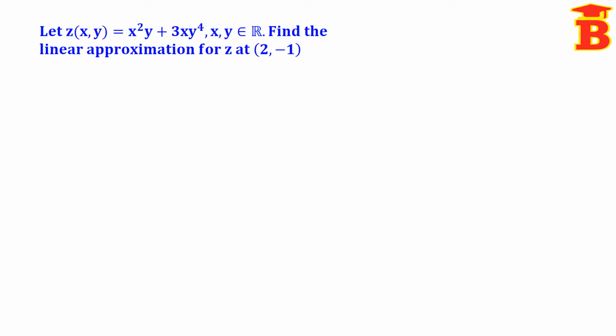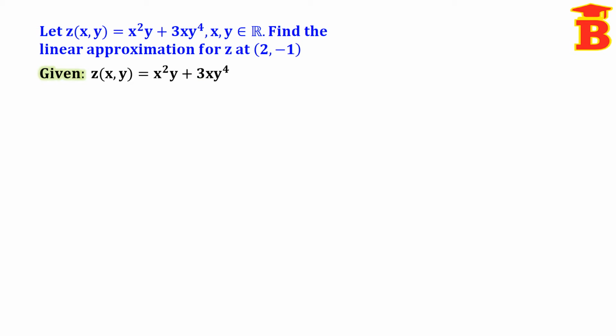Similarly, let us see the next problem. Let z of x comma y equal to x square y plus 3xy power 4, where x comma y belongs to R. Find the linear approximation for z at 2 comma minus 1. So the function is z equal to x square y plus 3xy power 4.